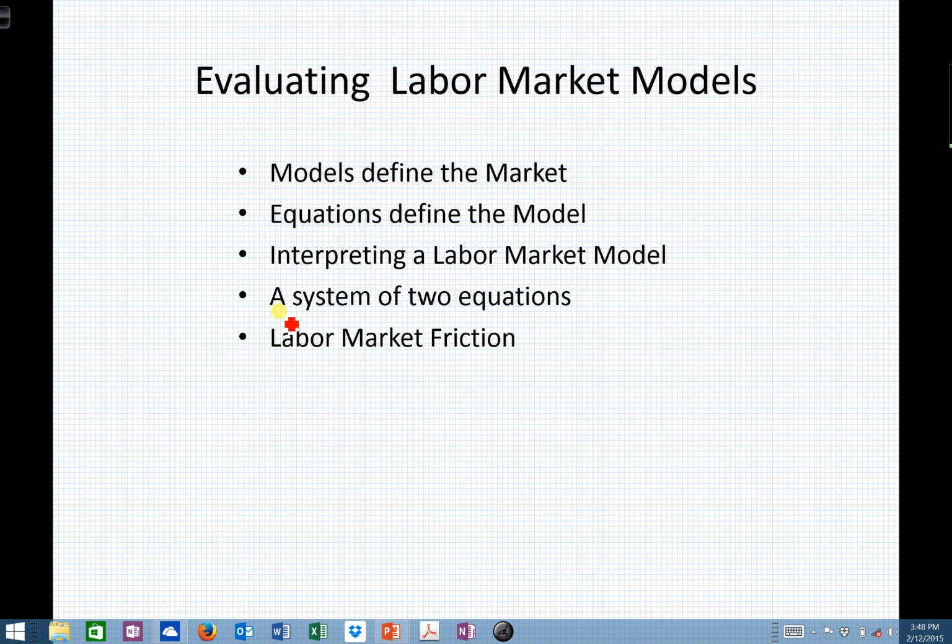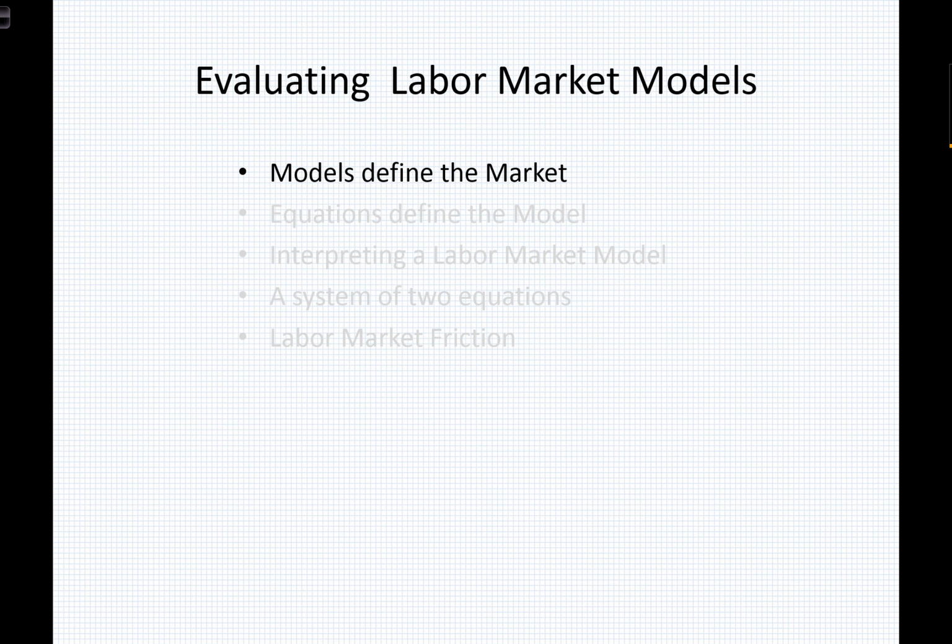We'll then take a look at a system of two equations that will give us some understanding or illustration of the model itself and its dynamic forces. And then briefly we'll take a look at some labor market friction. So let's begin this by taking a look at models as they define the market.